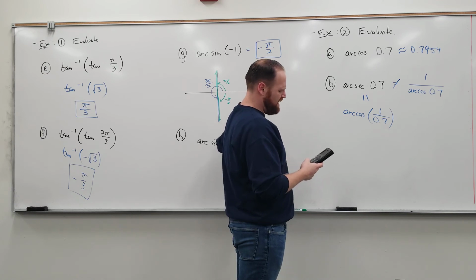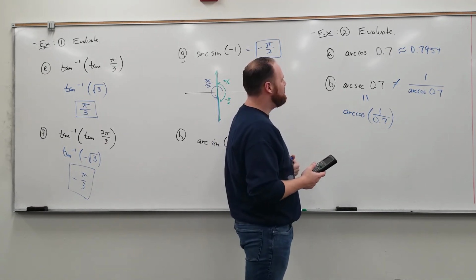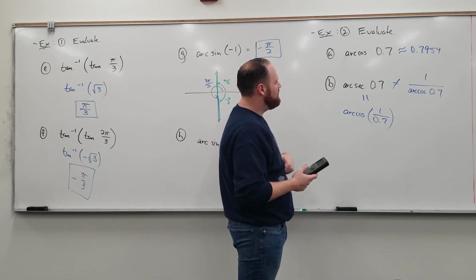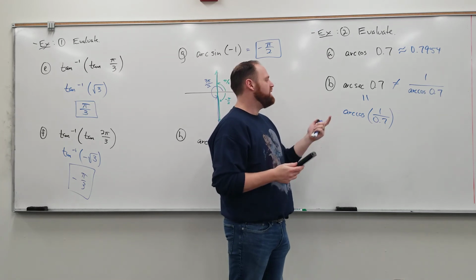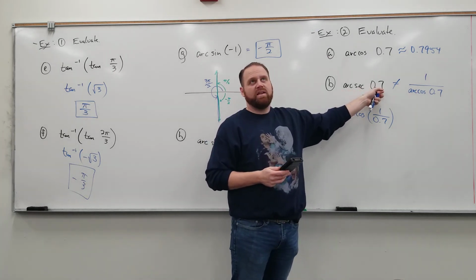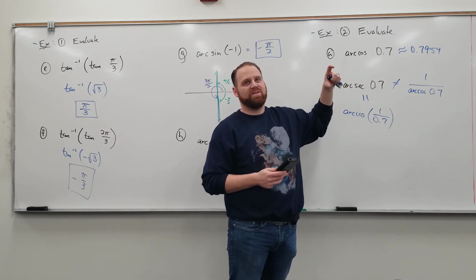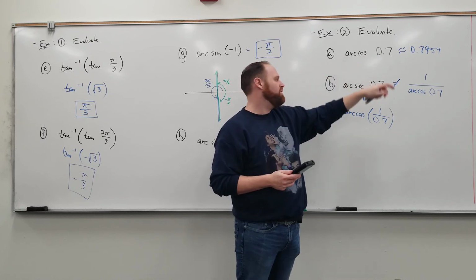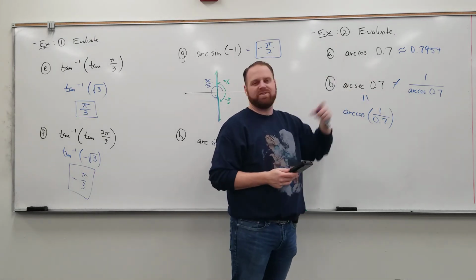Oh, non-real result. Of course, we should have known. Oh, I should give you a different example then. My calculator said non-real result. The reason it's telling us it's a non-real result is because secant lives between negative infinity and negative 1, and it skips over from negative 1 to 1, and then it goes from 1 to infinity. So you're not going to get a value for secant inverse of 0.7.